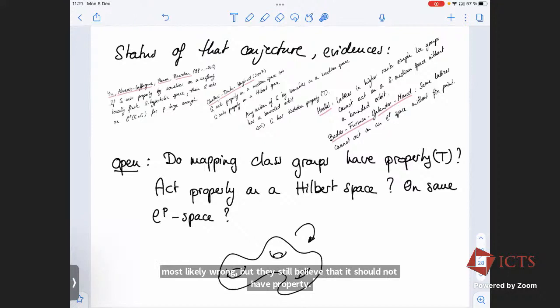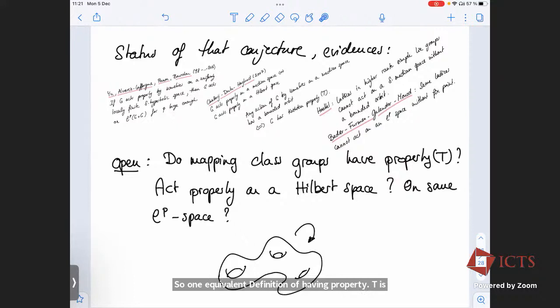One equivalent definition of having property T is that any action on a Hilbert space has a fixed point. So if you are an extremist and want to go very far away from fixed points, you ask for a proper action on a Hilbert space. But this is a difficult question. If you want to be more modest, you can allow yourself not only a Hilbert space, but some LP space, which is a Banach space, a little more general than a Hilbert space.